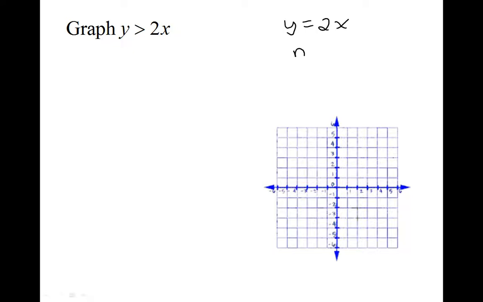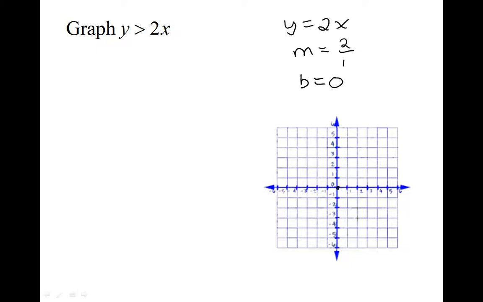Okay, once again, our slope is 2 over 1. It's the same line, okay? And the y-intercept is 0. Now, notice y is greater than 2x. Since it's greater than, it can't be equal to, because it doesn't have the line underneath, so we know that we're going to have to graph it as a dotted line.